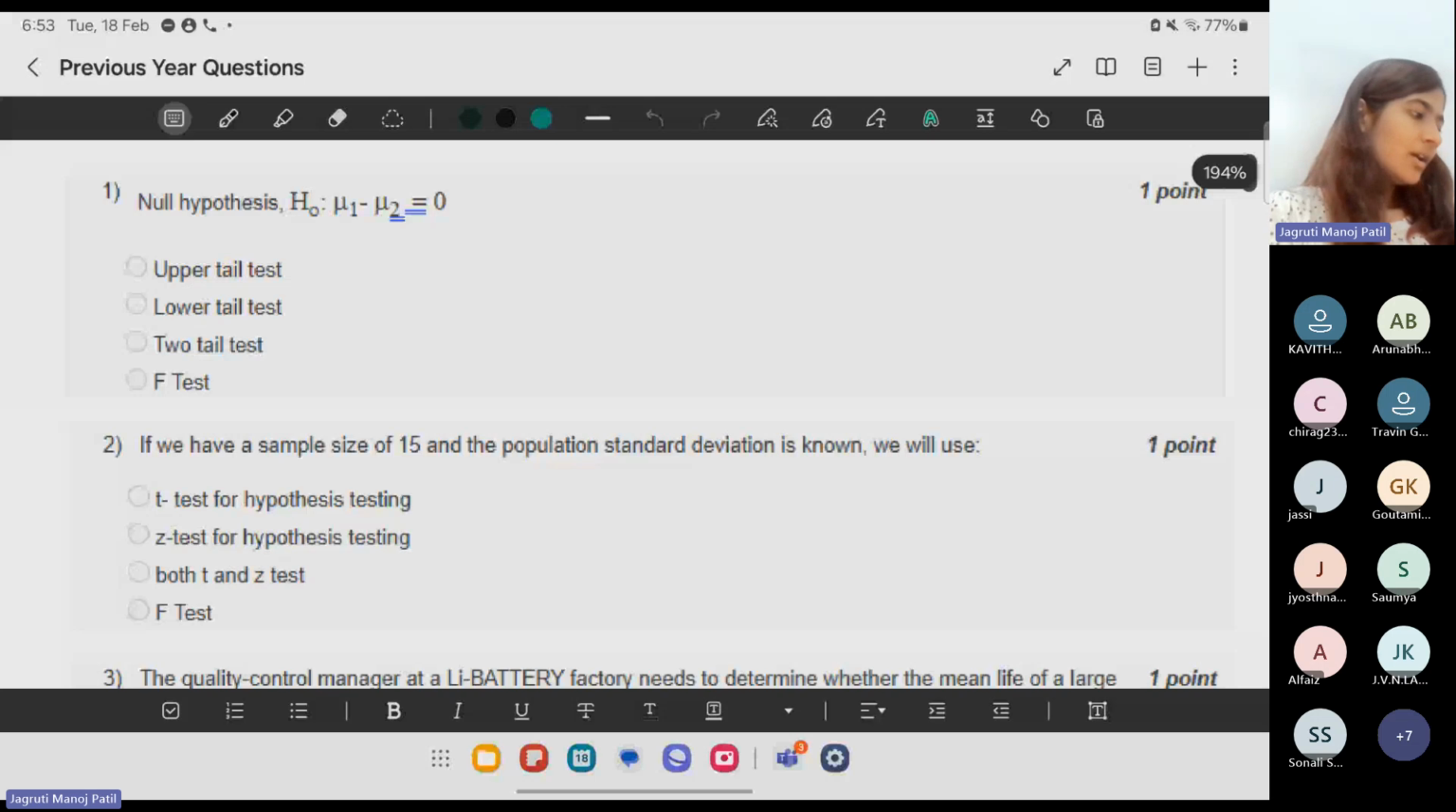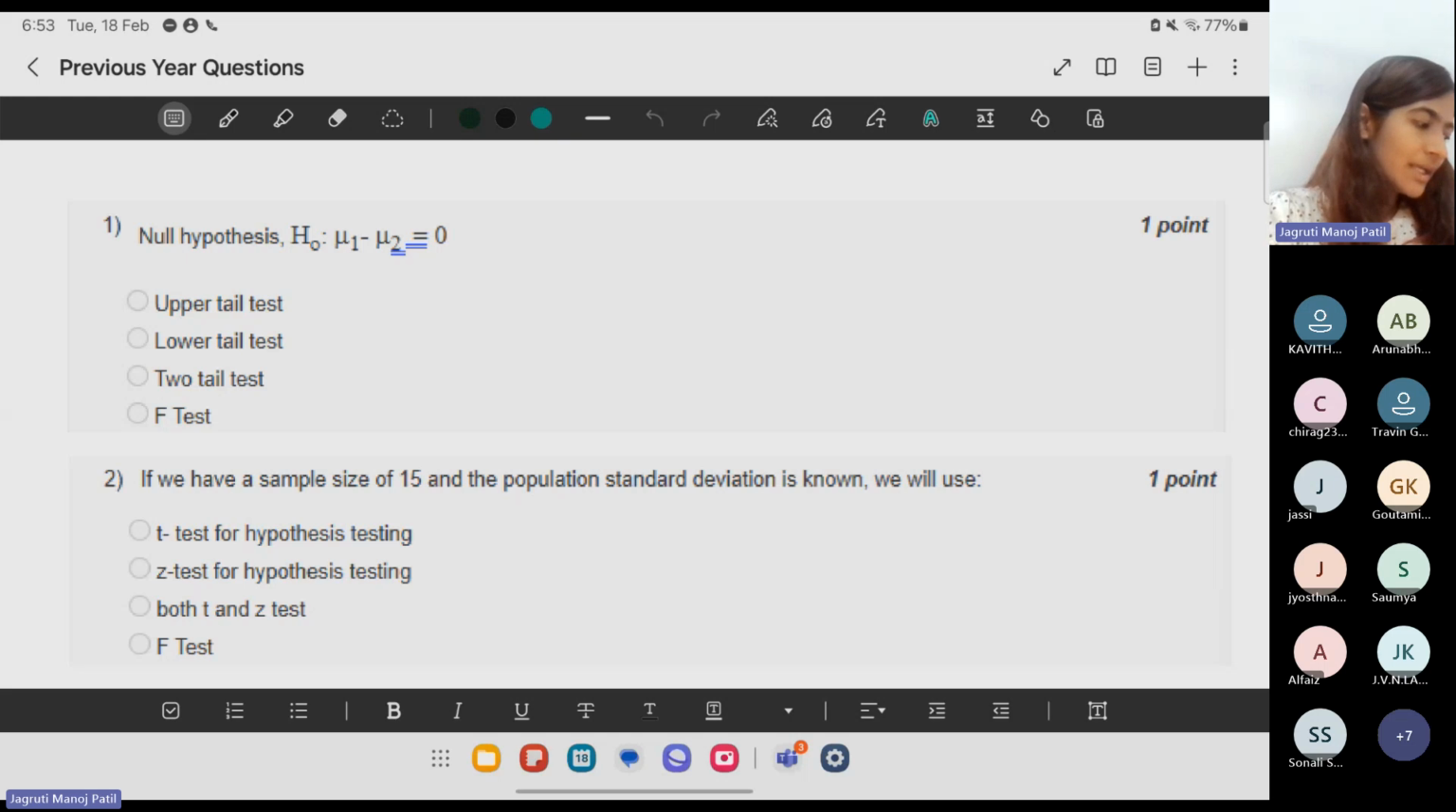Yeah. Okay. So null hypothesis, mu1 minus mu2 is equal to 0. So what does it tell us about the distribution? Upper tail, lower tail, two tail, or F test?